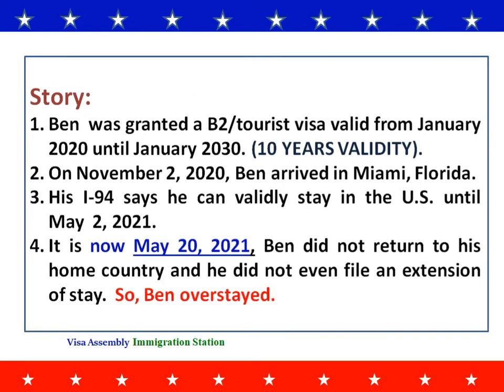Ben was granted a B2 tourist visa valid from January 2020 until January 2030. It's a 10 years validity. On November 2, 2020, Ben arrived in Miami, Florida. His I-94 says he can validly stay in the US until May 2, 2021. It is now May 20, 2021, and Ben did not return to his home country. He did not even file an extension of stay. So Ben overstayed.